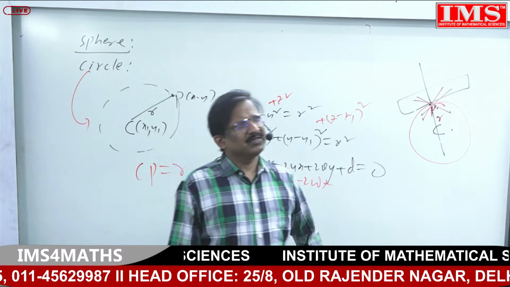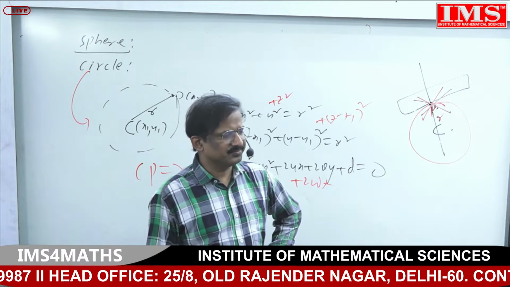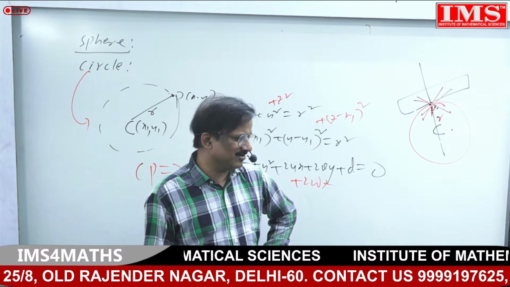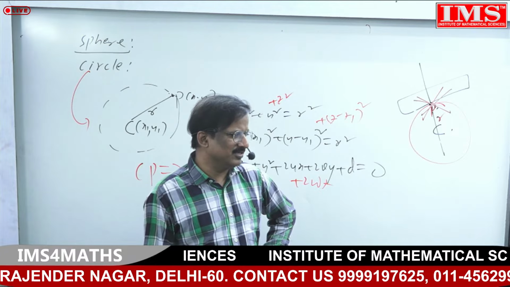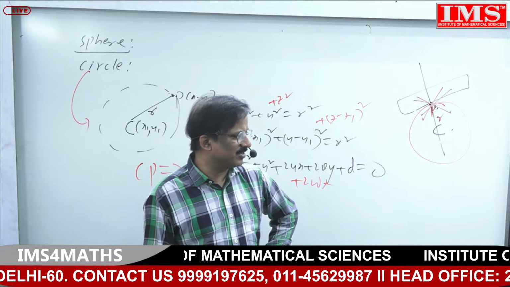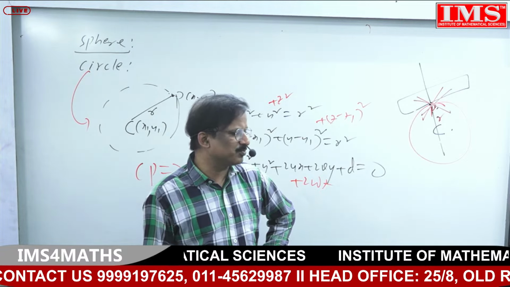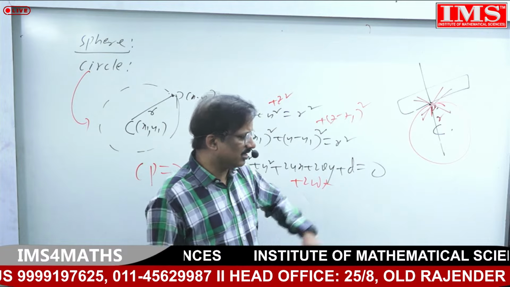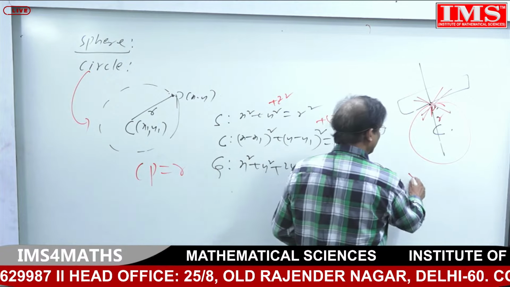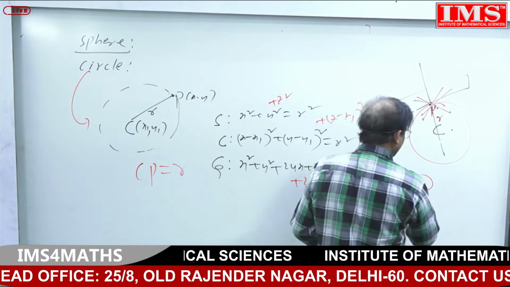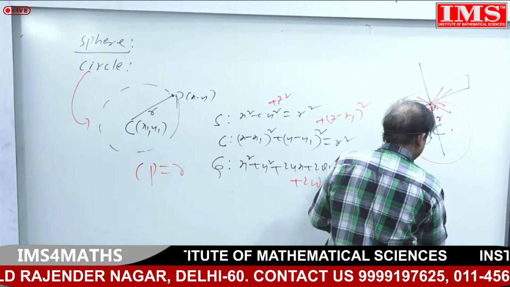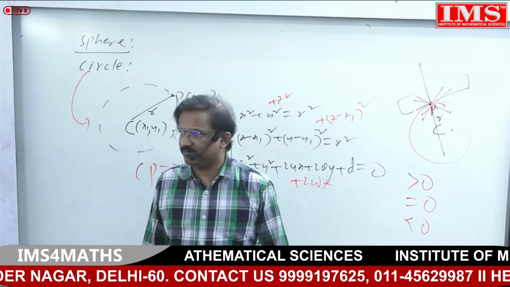You might have studied in 12th the power of a point with respect to the circle. In the same way, here we can also study the power of a point with respect to the sphere. It lies outside, lies on, or lies inside. When you have greater than 0, the point lies outside. When you have equal to 0, you can say it lies on. When you have less than 0, it lies inside.